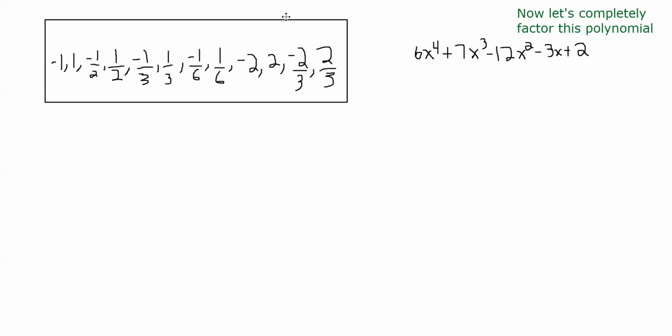All right, so let's go down the line. Let's see, -1, come on down. We're going to try the synthetic division. Now remember, if it's -1, then the factor is really x plus 1.